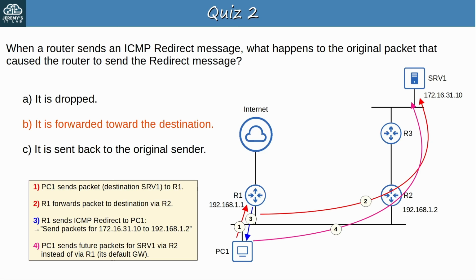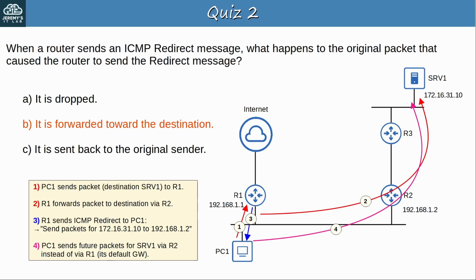Here is that same diagram and explanation from earlier. Note that in the payload of the ICMP redirect message, the IP header and first 8 bytes of the original message will be sent back to the original sender, so C is partially correct. However, B is a better answer, because as shown in step 2 of this diagram, R1 will forward the entire original packet toward the destination.